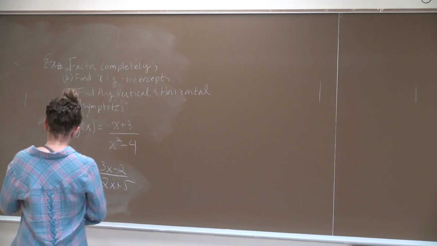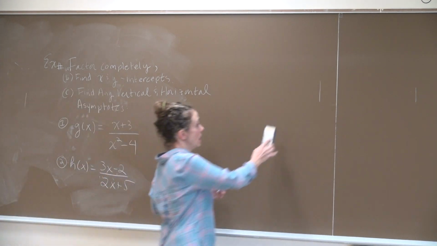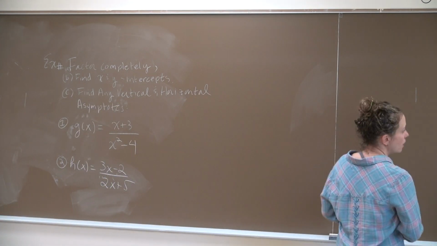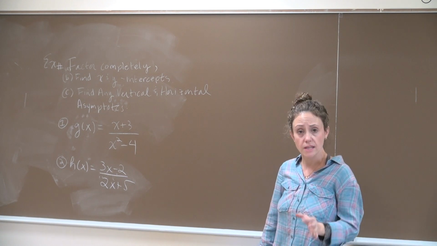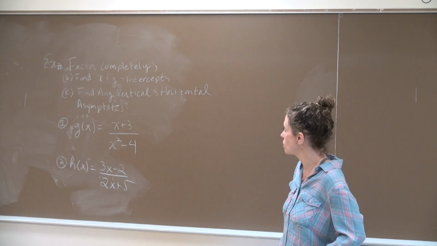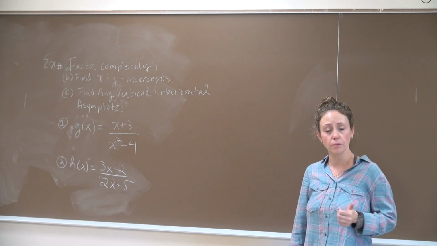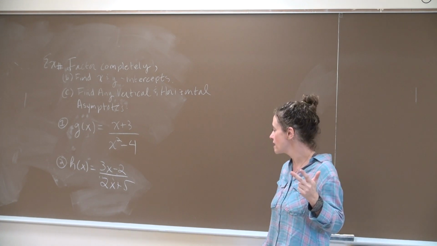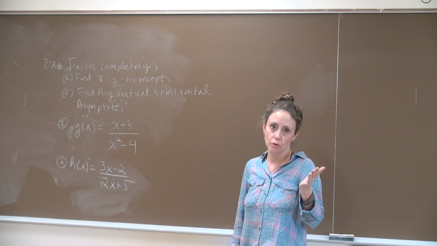So we continue here with two examples, and what I want to make sure that you're comfortable with are the first 5 steps to graphing a rational function. So I'm going to ask that you factor each one of these completely, you find any x and y-intercepts of them, and any vertical and horizontal asymptotes.